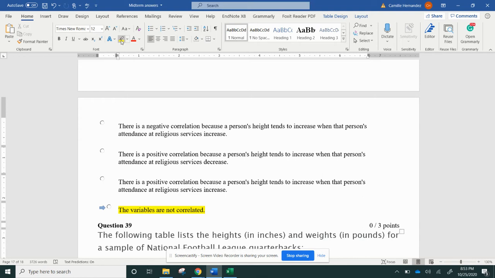Your height doesn't tend to increase if you go to religious services, and that's what they're looking for, so that you understand. Just because you try to have a correlation between two variables doesn't mean that it exists.